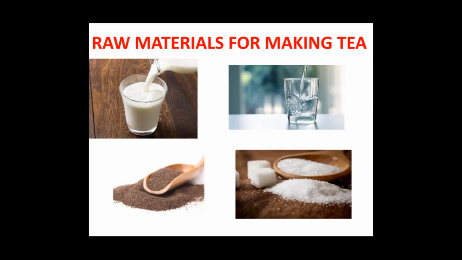Raw materials for making tea. Every day in your house in the morning, your mother prepares tea, isn't it? So, what are the things that you need to make tea? You require milk, you require water, tea powder, and sugar. So, these materials are required to make tea. Without these materials, can you make tea? No. Similarly, even a computer system cannot work until you provide data.